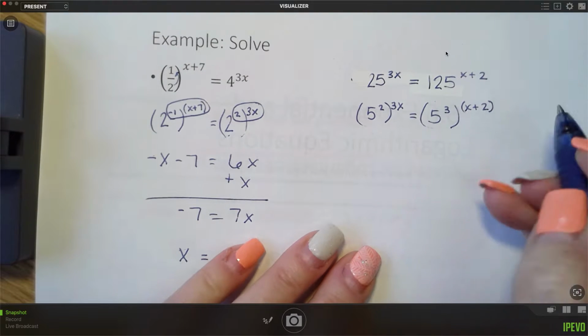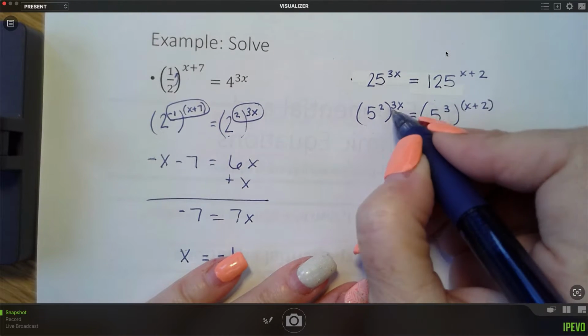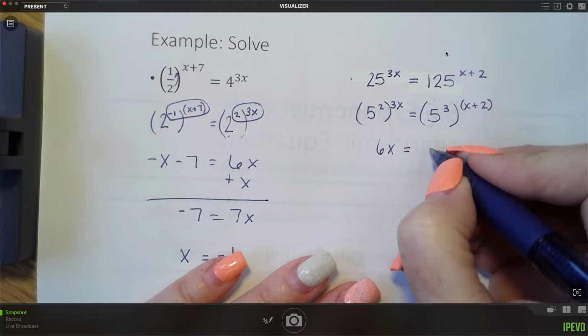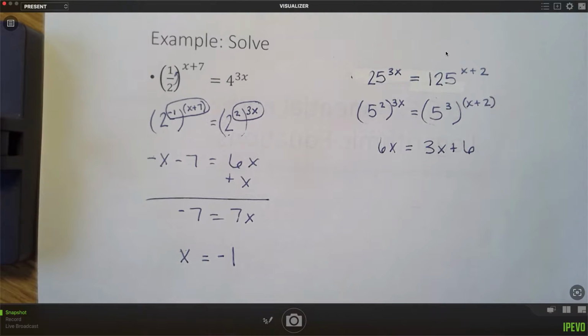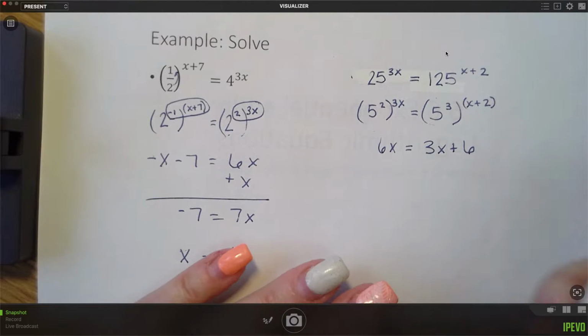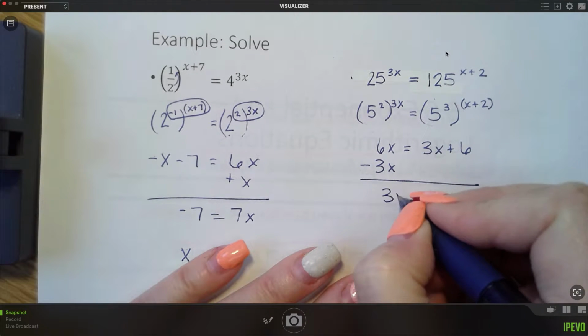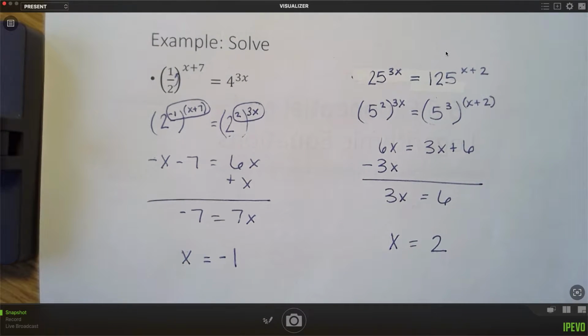Why do I keep putting parentheses around that x plus 2? Because it's all one thing. And I have to make sure I distribute that 3. So I get 6x equals 3x plus 6. Then what am I going to do? Subtract 3x, so 3x equals 6, and so x equals 2. Okay, so we've done ones like that, right? Yeah. Okay, so we're going to mix them around and do some different things with them.